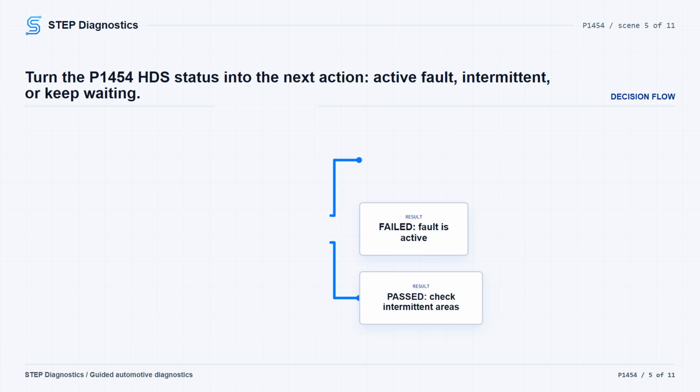If it says passed, the system may be okay right now. Treat that as a possible intermittent. Review the captured operating conditions and check for poor connections, loose terminals between the FTP sensor and PCM, and possible vent side blockage concerns. If it says not completed, keep the engine idling until the HDS gives a result.